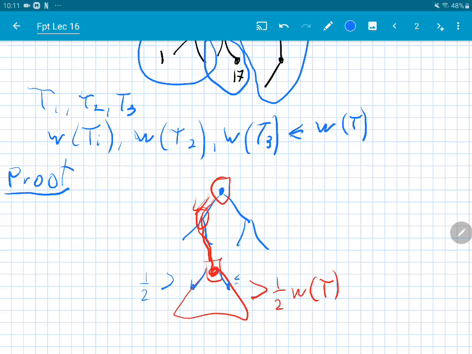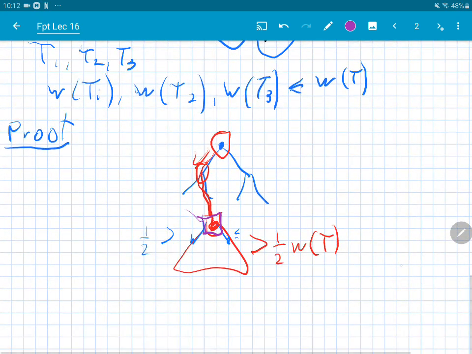But at that point we are done, because this means that if we remove this node, then each one of the two children would have weight smaller than half, and of course the tree above this separator is also going to have weight at most half. So we are done. And this of course can be computed in linear time. So this is the separator.